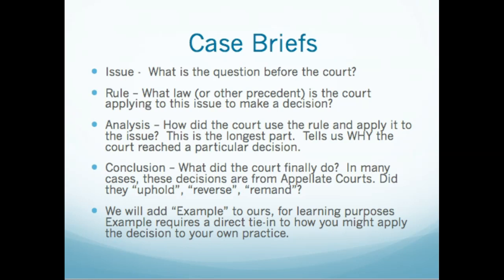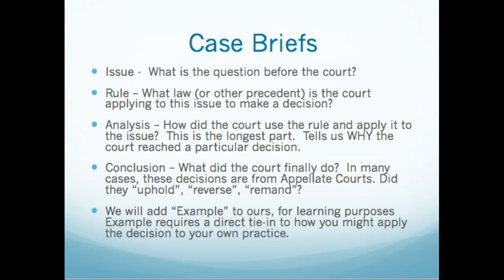So the issue. What's the question before the court? Don't let that fool you, because in many cases, the decision is based on several different questions before the court. First, was the evidence obtained in a proper way, based on the rules of evidence? Second, was the jury advised correctly based on the rules of procedure? What's the issue before the court?